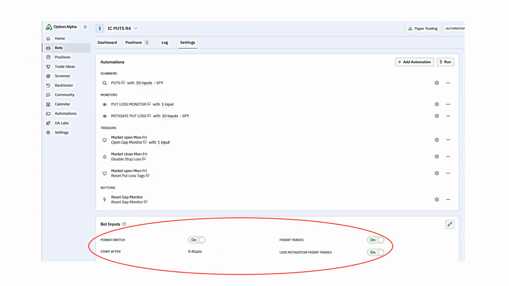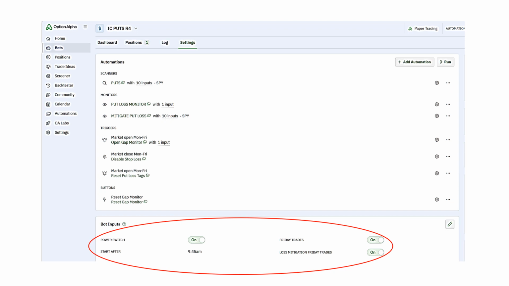So that's it for revision 4. The IC call R4 process works the same as the put process. You have different variables in each bot that you'll want to adjust. In particular, if you don't want Friday trades that expire on Monday, you will need to set the Friday trades and the loss mitigation Friday trades to off in both the IC4 puts R4 and the IC calls R4.